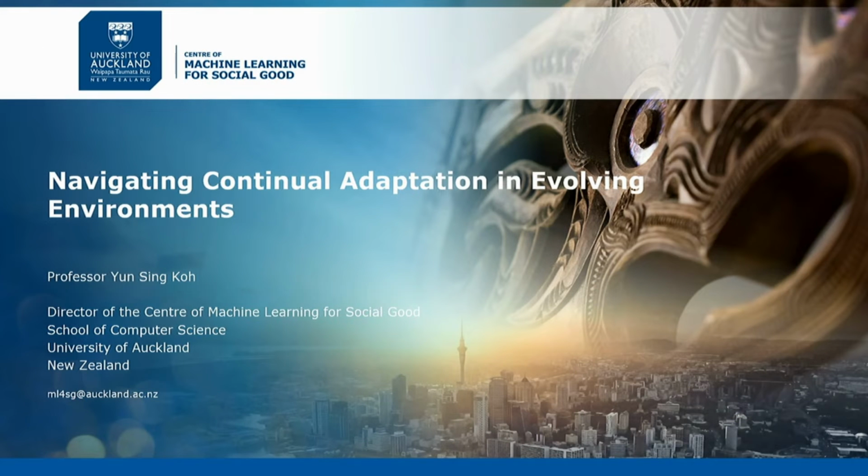Kia ora koutou katoa. I'm Yun Singh. I'm from the School of Computer Science. And I'm also the director of the Center of Machine Learning for Social Good at the School of Computer Science. I'm a co-director, actually. I'm a co-director with, where's Jill? Oh, Jill, and Daniel Wilson as well.